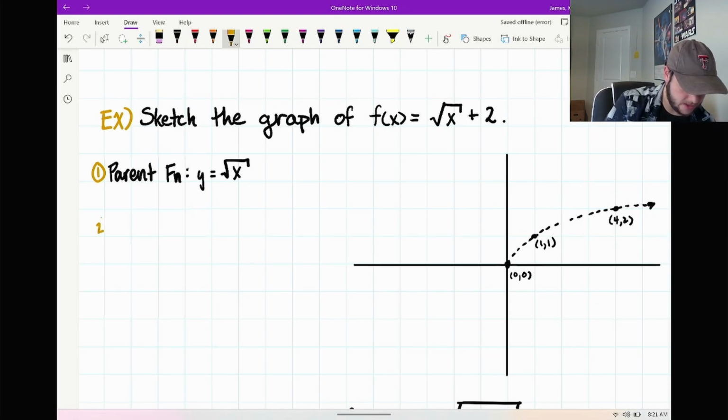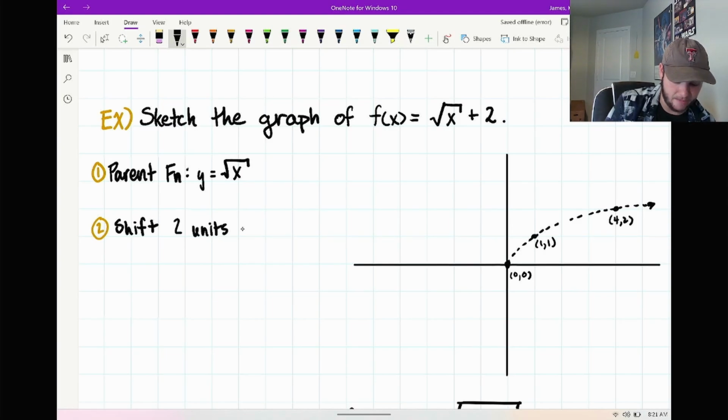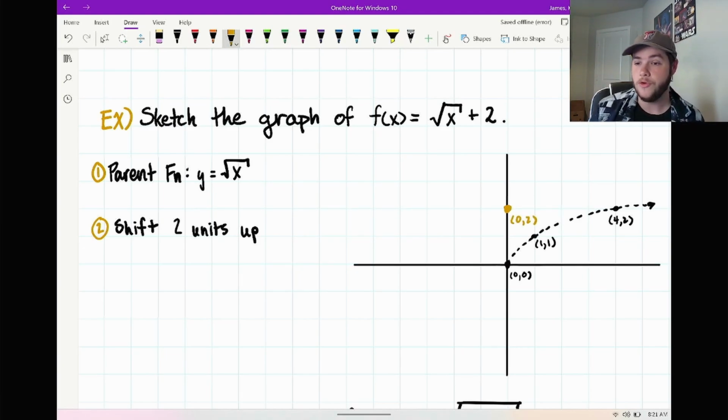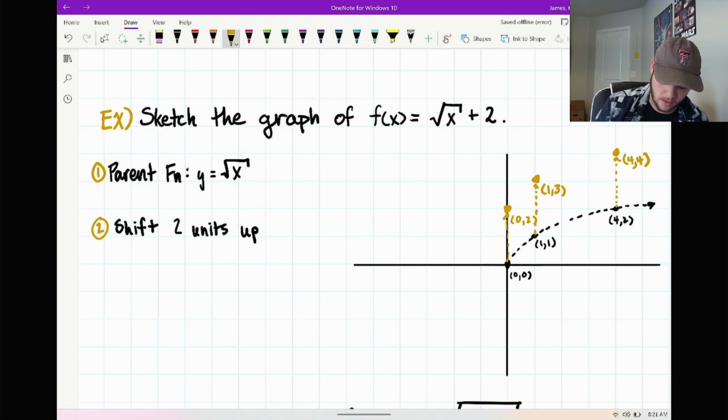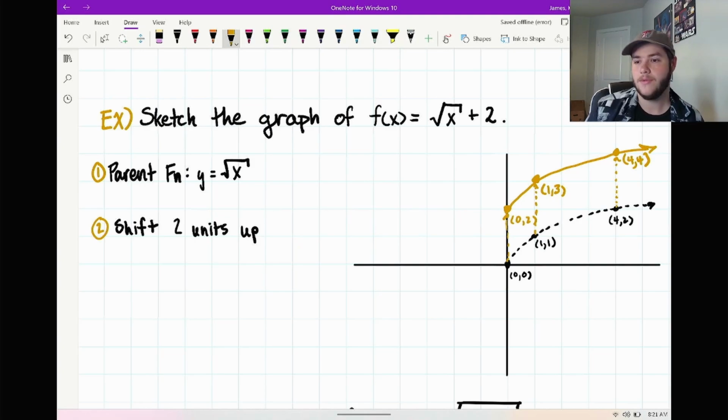After that, since I have a translation, I want to shift 2 units up, since my 2 is positive. So 0, 0 moves up to 0, 2. 1, 1 is going to move up to 1, 3. And 4, 2 is going to move up to 4, 4. And that would be the sketch of the graph in yellow. Let's try another one.